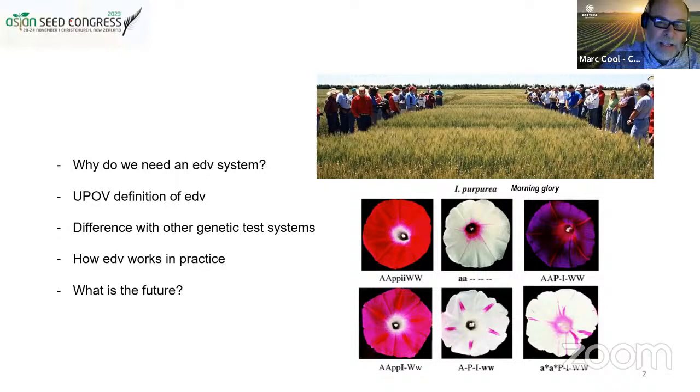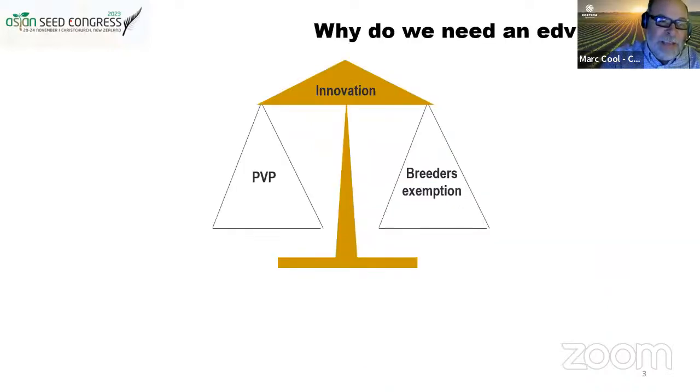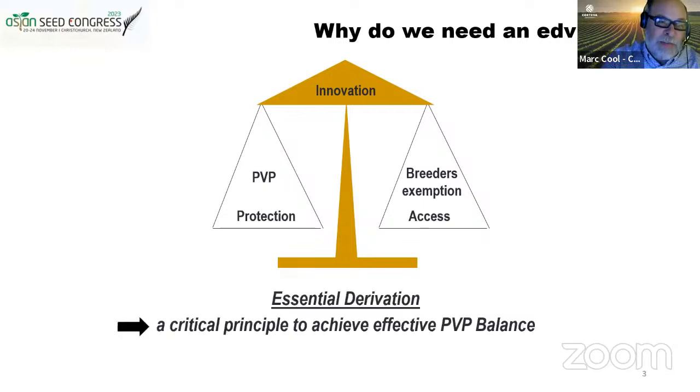So let's dive into that a little bit. EDV is really a way to balance PVP and the breeder's exception under PVP to drive innovation. The balance is between the protection that PVP affords you and the breeder's exemption, which gives other breeders access. Those two things always need to be in balance, and that best drives innovation short-term, but also long-term. And EDV is a critical principle to help achieve that balance.